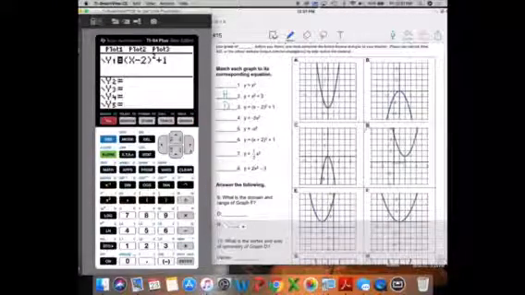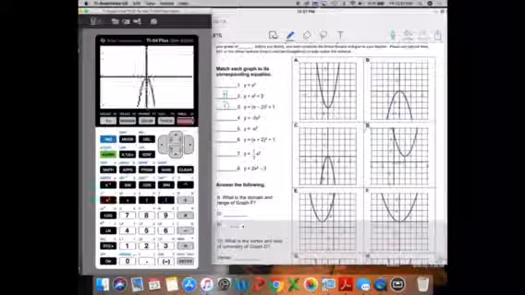4 is a negative 3x squared. I can see this one looks kind of skinny and is flipped down. It does not move anywhere from the vertex, so C would be my match there.